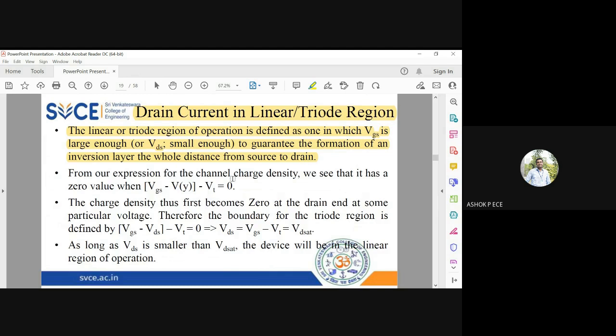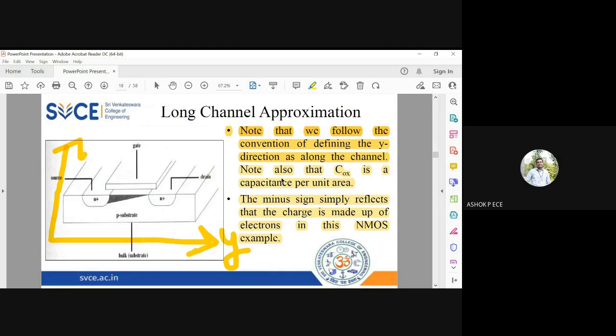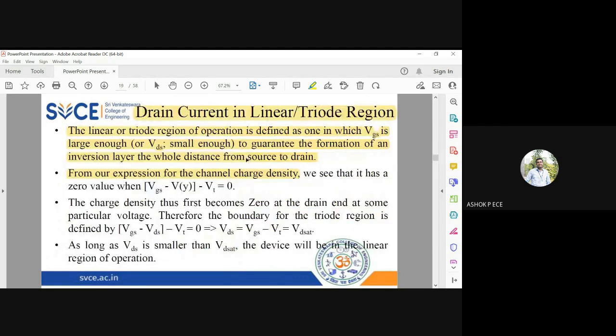starting to conduct. So at the point where the charge density becomes zero, equate the term Q of y to zero. You get VGS minus V of y minus VT equal to zero, or I can say VGS minus VT equal to VDS, or this difference in voltage is going to be equal to VD sat. So I put V of y equal to VDS because when I apply a minimal amount of voltage across the junction, this V of y becomes equal to VDS. So this is the boundary region for the triode region.